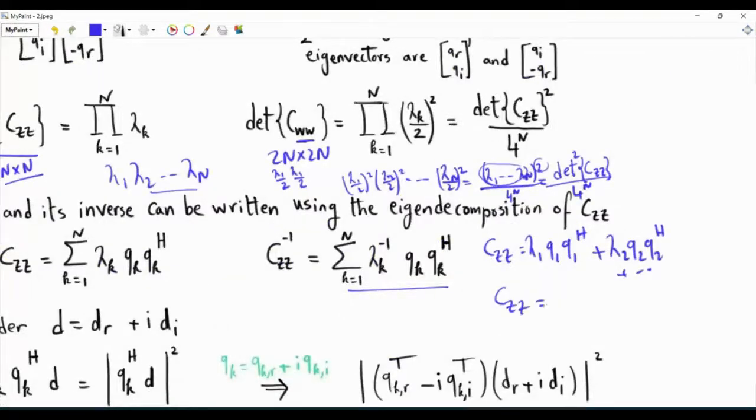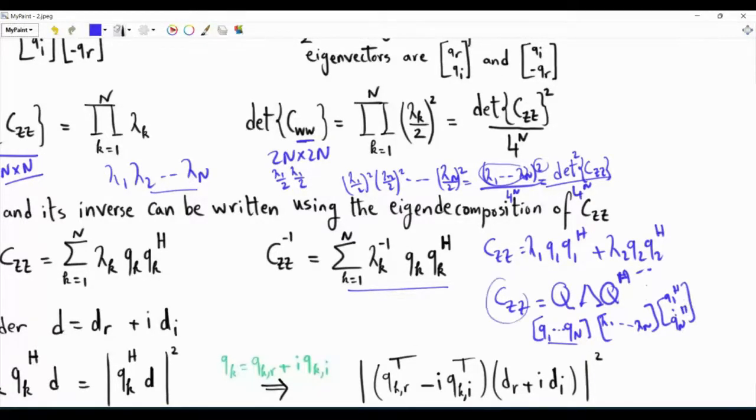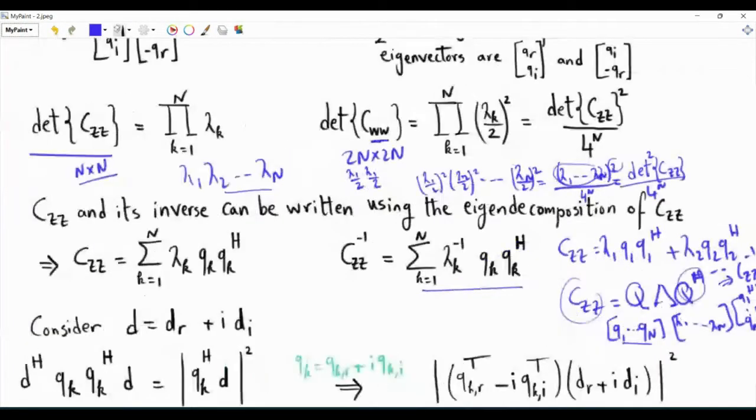Okay, so CZZ is basically a matrix Q times lambda, Q Hermitian. This Q has the eigenvectors as its columns, and lambda is a diagonal matrix of the eigenvalues. Q Hermitian is the inverse of matrix Q, because Q is a unitary matrix, because the eigenvectors are orthonormal. So if we take the inverse, Q Hermitian inverse is Q, and then lambda inverse: we take the reciprocal of each element on the main diagonal, so those will be the reciprocals of the eigenvalues, and then Q inverse, which is Q Hermitian. So if we write CZZ using this sum, CZZ inverse can be written as this sum.